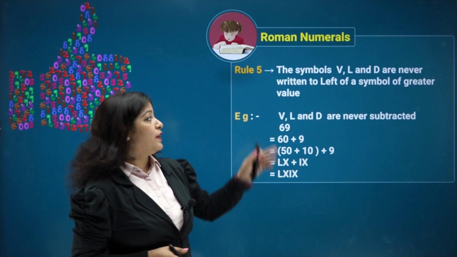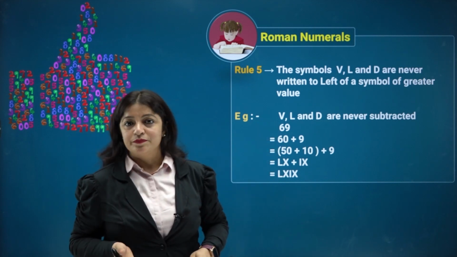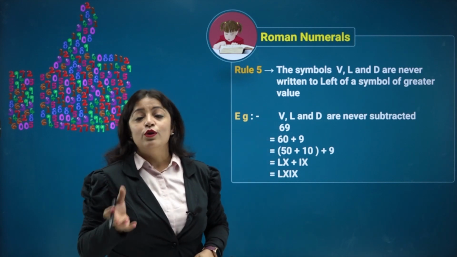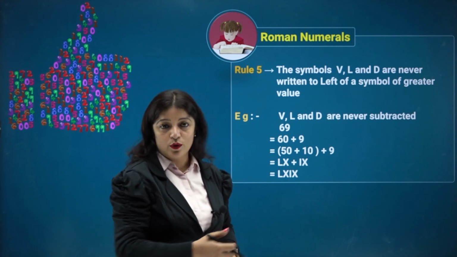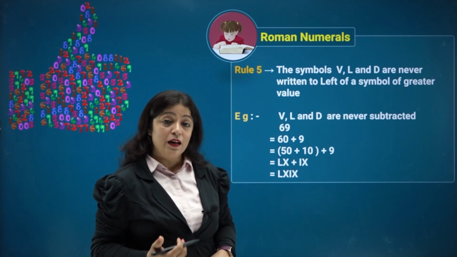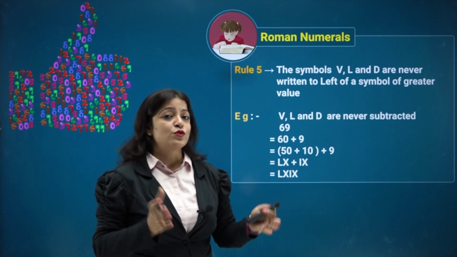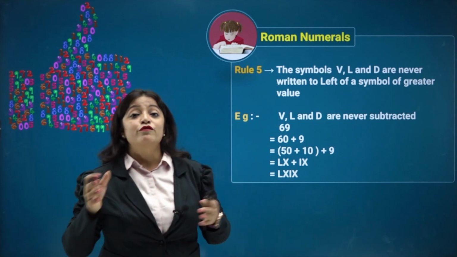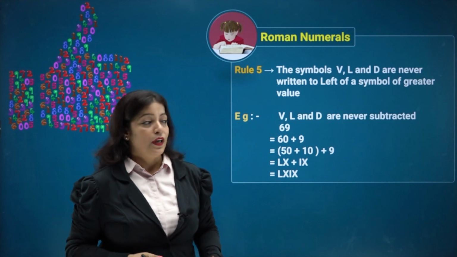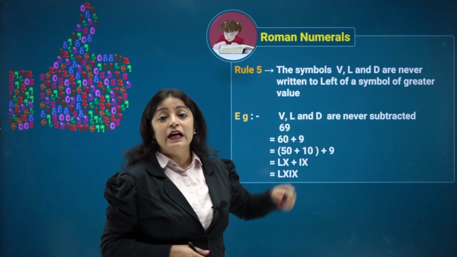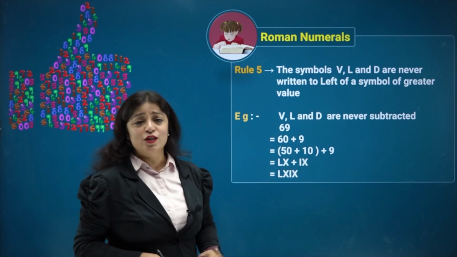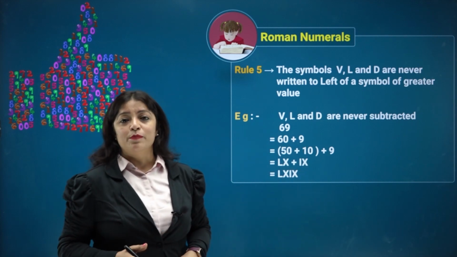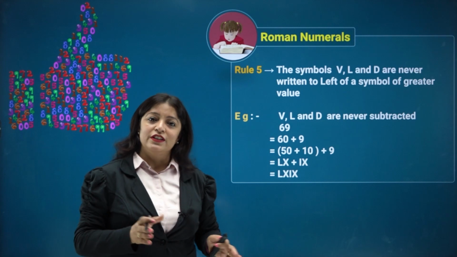Because directly you cannot write 69 as 70 minus 1. Because 70 also you cannot subtract. 70 will be written as 50 plus 20. Okay, 50 plus X, that means L plus X plus X. That gives you 70. But you cannot subtract 1 from a combination. Okay, so remember V and D are never subtracted. They can only be added to. And in this way you have seen with this example how to write the number 69.